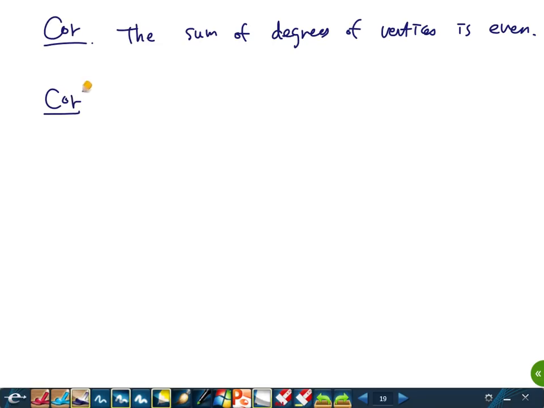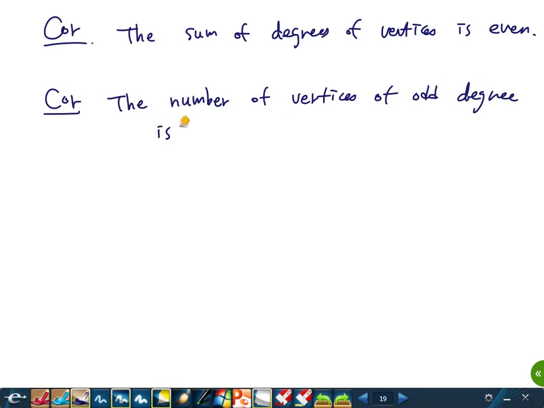Another, which is kind of equivalent: the number of vertices of odd degree is always even. Right? So you cannot find a graph with 3 vertices of odd degrees. The number of vertices of odd degree must always be even.